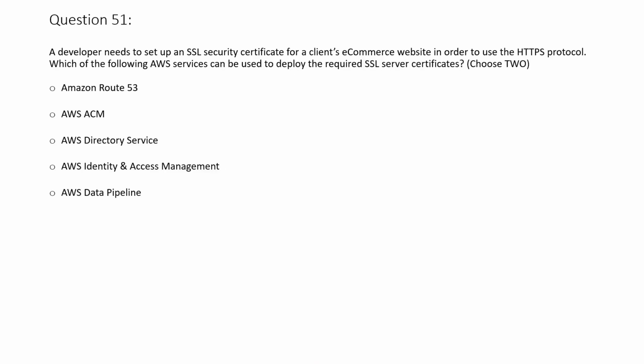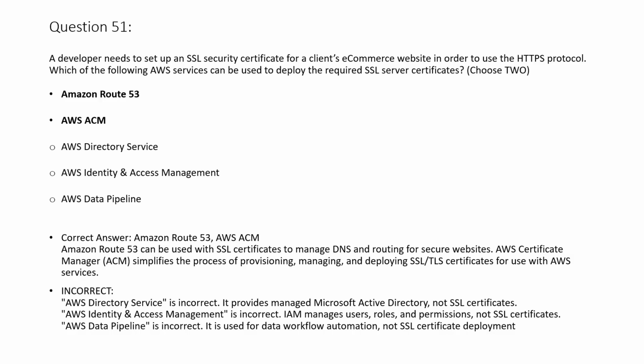Continuing our session, it will be question number 51. A developer needs to set up an SSL security certificate for a client's e-commerce website in order to use the HTTPS protocol. Which of the following AWS services can be used to deploy the required SSL server certificates? We need to choose two options. The options are Amazon Route 53, AWS ACM, AWS Directory Service, AWS Identity and Access Management, and AWS Data Pipeline. The correct answers are Amazon Route 53 and AWS ACM.